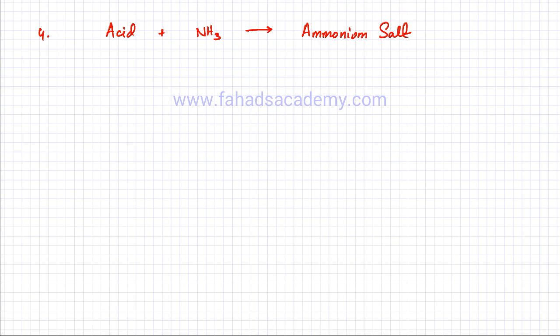The fourth reaction for an acid is when an acid reacts with ammonia and it's going to produce an ammonium salt. Now, what's an ammonium salt? That's the first thing that we're going to discuss. What is an ammonium salt?